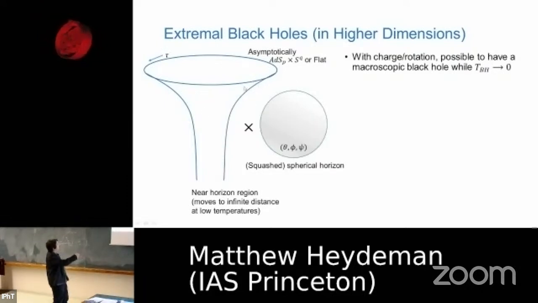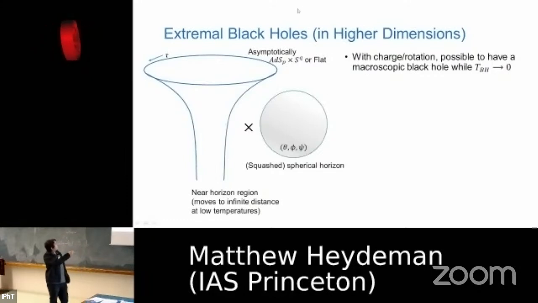Beta will be the inverse temperature. And these black holes will be asymptotically AdS_p, thermal AdS_p cross S^q, or something that asymptotes to AdS_p. And then there'll usually also be some squashed spherical horizon. In the example I'll focus on today, we'll have something like AdS5 cross S5, or a black hole with AdS2 cross S3 cross S5, something like that.